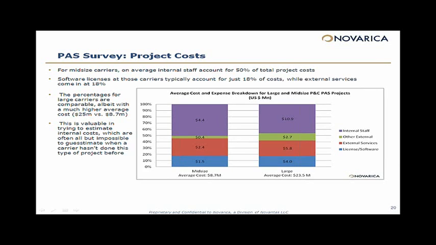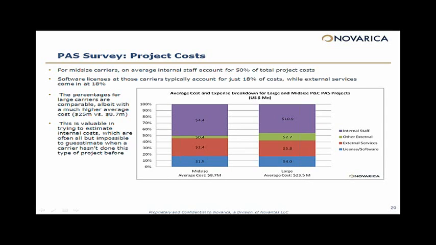Large carriers, significantly different metric here. Large carriers, the average cost was $23.5 million. So big difference there in the amount of money that's being invested in these projects based on the size of the company. For mid-sized carriers, the average internal staff was about 50% of the total project costs. Software licenses were about 18%, and external services were about 18%.